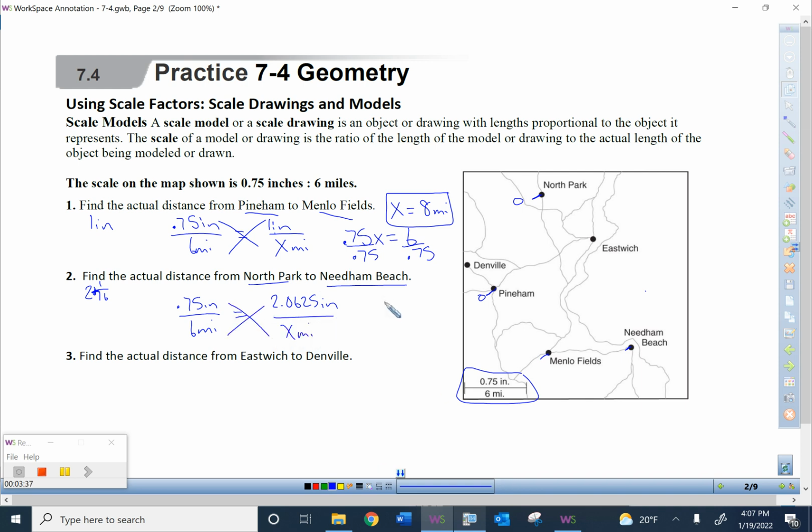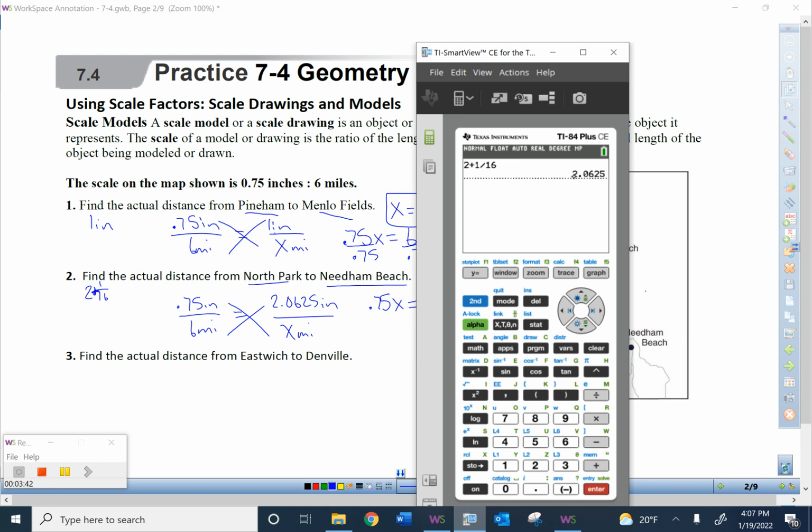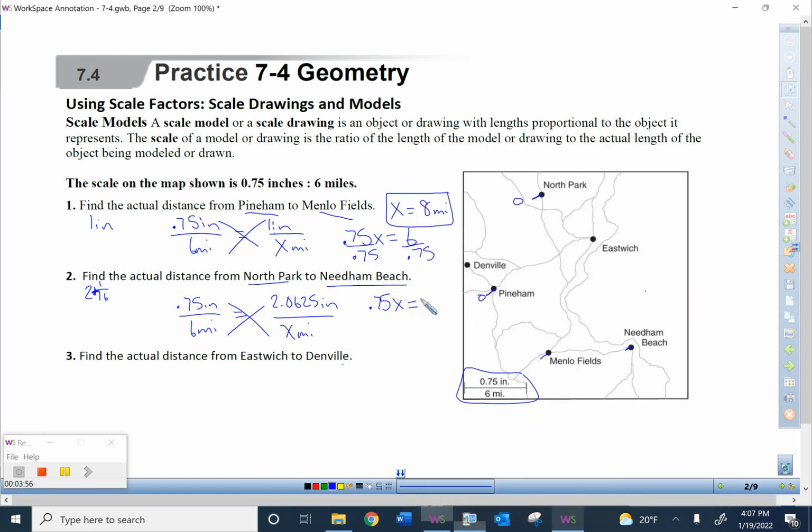We'll cross multiply just like last time. We got 0.75x. In our calculator we already have that number. Just multiply it by your 6. Then we know we're going to have to divide that by our 0.75 as well. So 12.375, and x ended up being 16.5 miles.